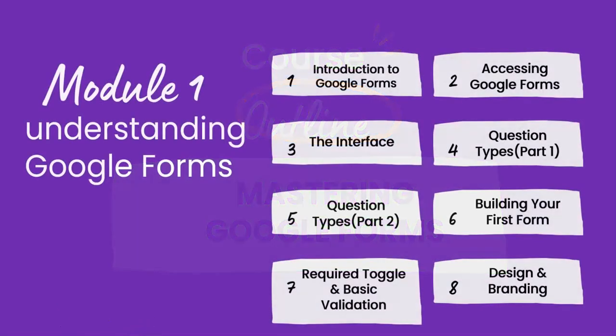So in module 1, we are looking at understanding Google Form, and we are going to be having 8 lessons from the introduction to Google Form to how we can access Google Form. We will look at the interface, we look at the various question tabs and question types in lessons 4 and 5, and then in lesson 6 we are going to be building our first form, and then we'll look at basic validations in Google Form, and we'll conclude the module with design and branding of our form.